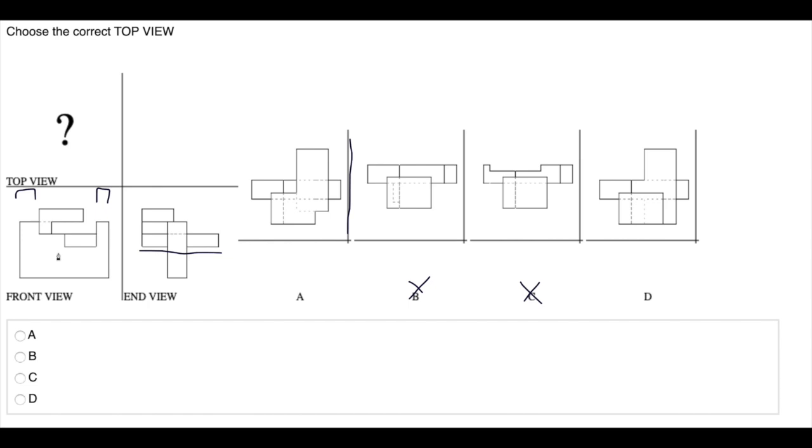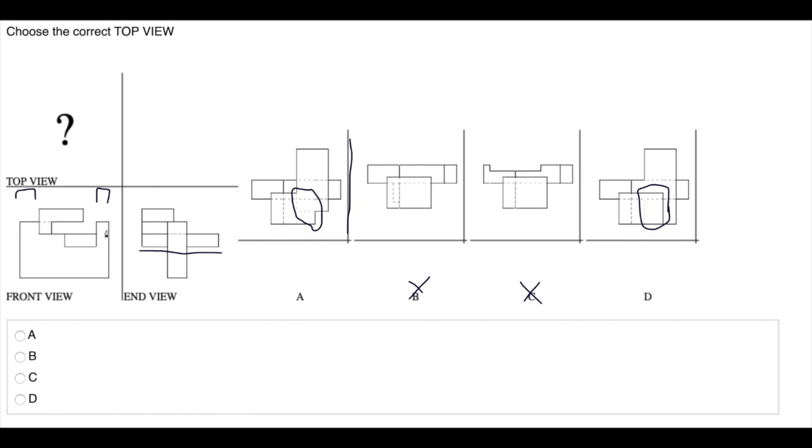Now looking between A and D, we need to find the differences. And I look at D and I see that there's a rectangular box right there fully connected. But in A, it's not fully connected and it's just all one piece on top. As in D, it's two separate pieces.